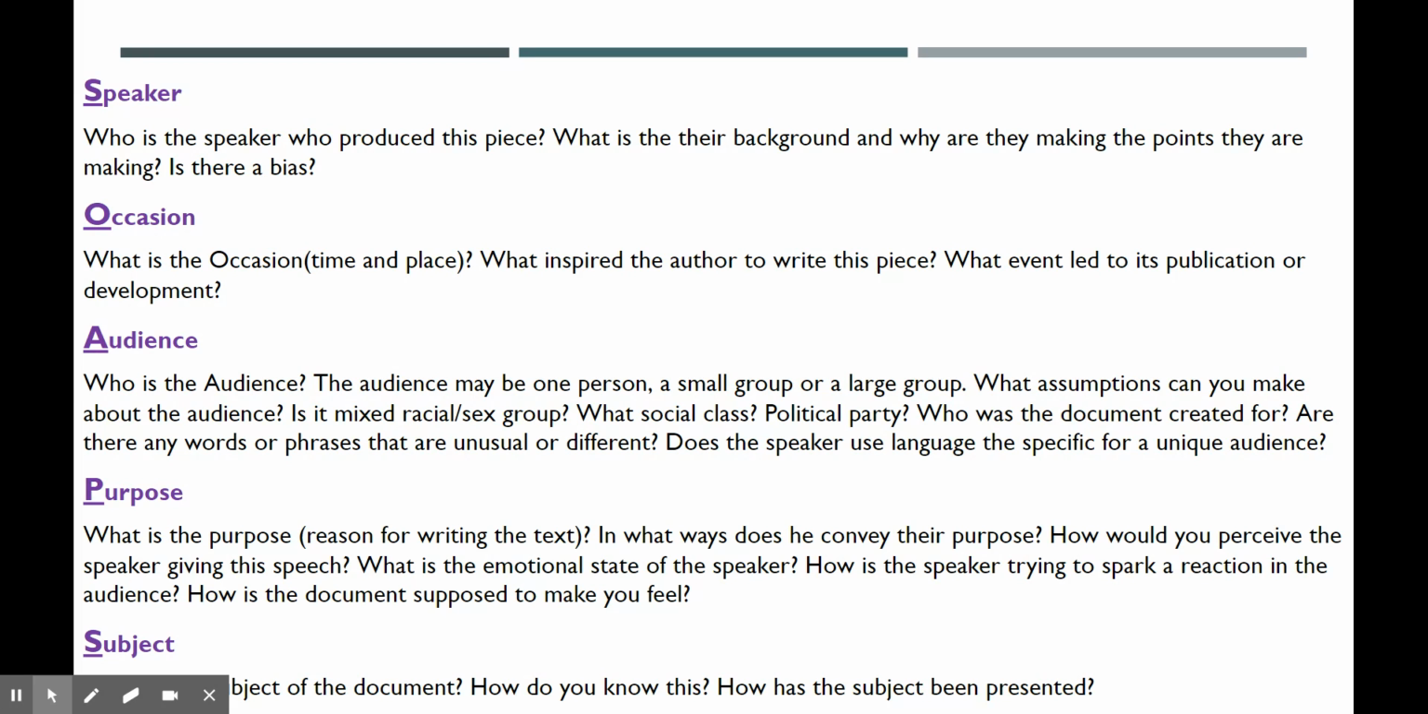What is it? And then the last S, the second S, is subject. So what is the subject of the document? In other words, what is the main idea? So when you're working on SOAPS for the article you just read, under subject, you're just going to take your main idea statement that you just wrote out and write it there.